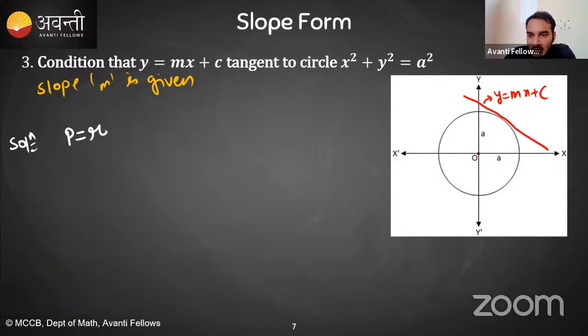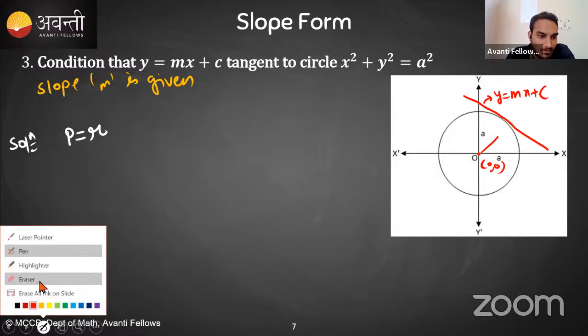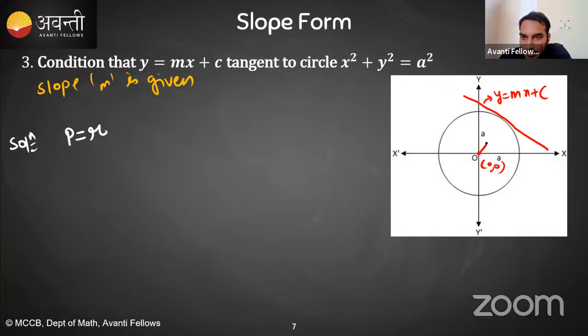So let's say the center of this circle is (0, 0). If I drop a perpendicular, everybody should also remember that whenever you drop a perpendicular from the center onto the tangent, the foot of the perpendicular always lies on the circle only. Let's say this is the point P, so this point P always lies on the circle. I will write it down in separate notes, don't worry about it.